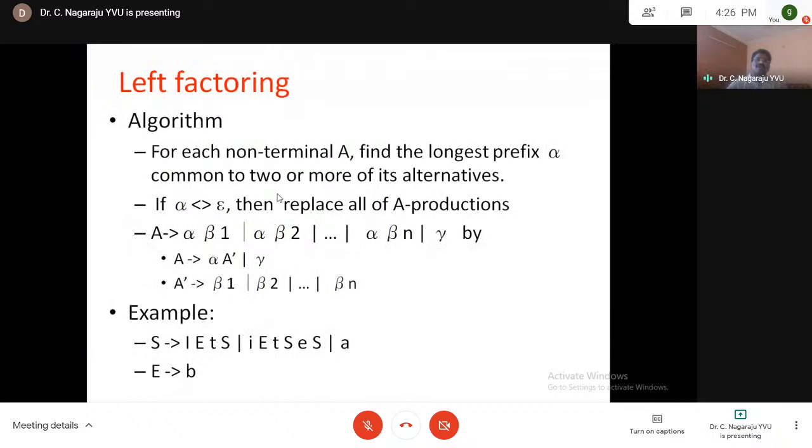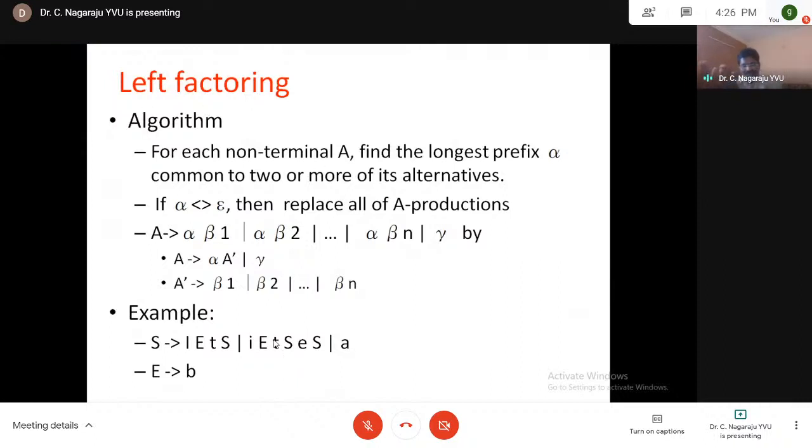Suppose you take the if statement as the example. If means if expression then statement, and if expression then statement else statement. In this case the four symbols are the same in both. But when you try to construct the tree, you have to consider either this tree or this tree, so that is confusing. That is left factoring.